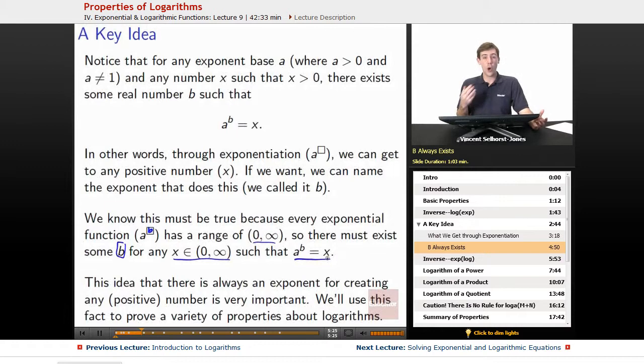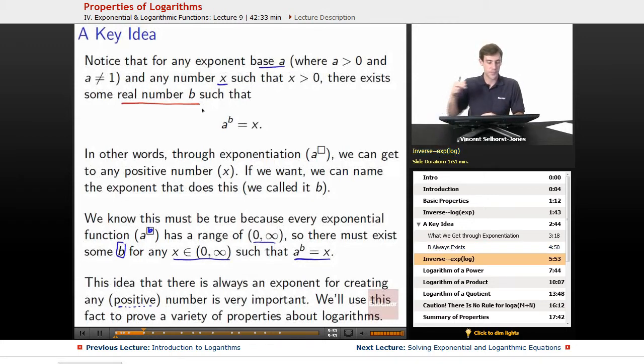We will wind up getting that x when we plug it in. This idea that there's always an exponent for creating any positive number, it won't work if it's negative, but for creating any positive number, is really important. We'll use this fact to prove a variety of properties about logarithms, so we want to keep this idea that if we've got some x and we know we have some base a, then there has to exist some real number b to make a to the b equals x. So you start with a base a, you start with some sort of destination x, you're guaranteed that there is a b that will get you to that destination through exponentiation.